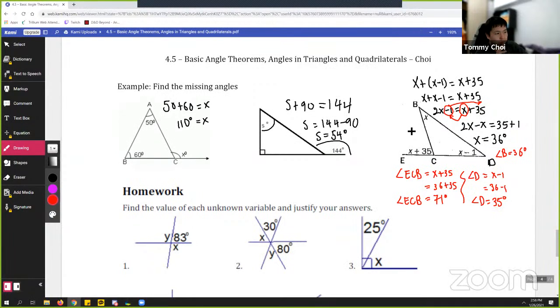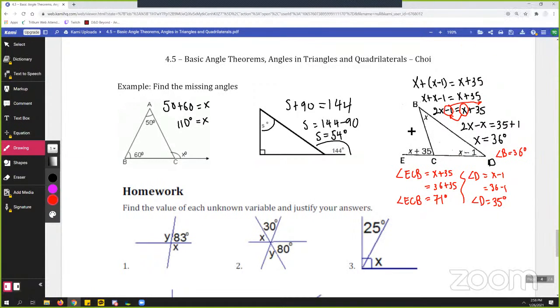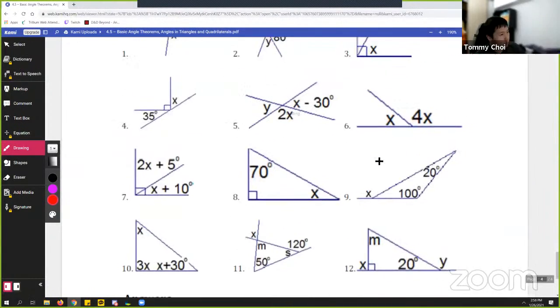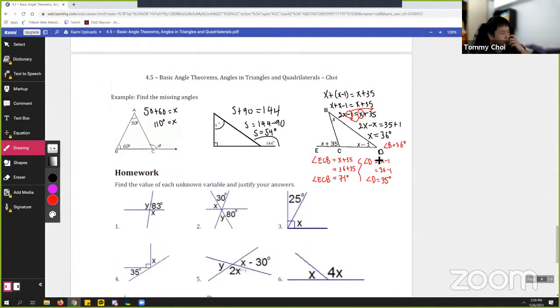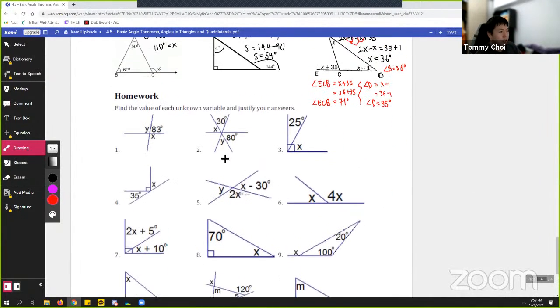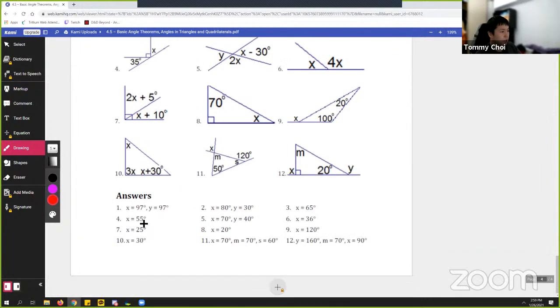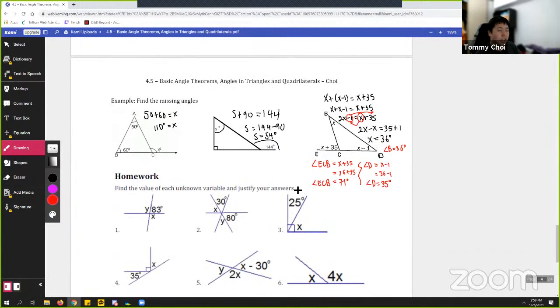Okay? Are there any questions about today's lesson? No. All right. Then if there are no questions about today's lesson, you have some homework here. It's all triangle stuff, so give these questions a shot. The answers are at the bottom. And tomorrow we'll be working on 4.6, and the lesson will be uploaded in the morning. Tomorrow's lesson should be, I think, shorter than today's, to be honest with you.